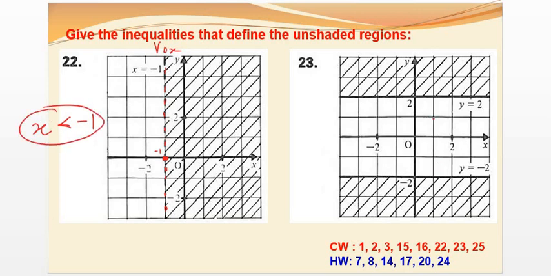What about question number 23? It's a case of between. Between means, because there are two shaded regions, that you have to see what is the area, or you can say what is the region between these two lines.